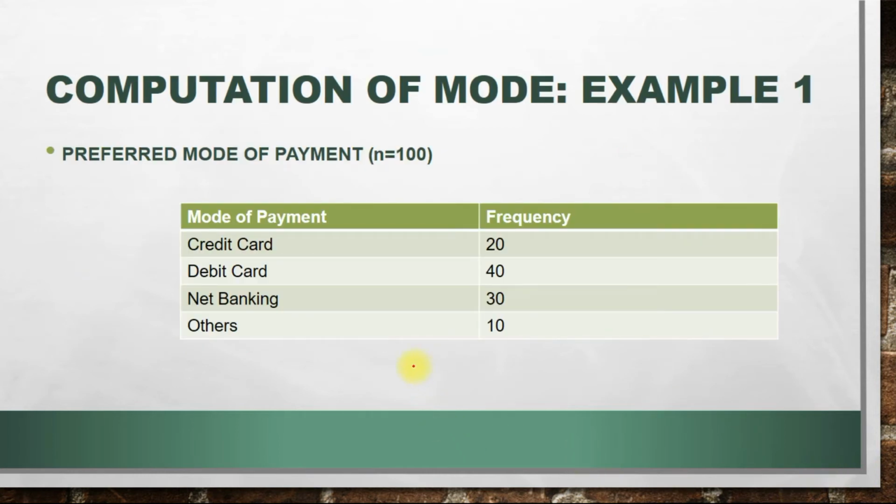Let's quickly review some more examples of mode. In this data set, we have to find the preferred mode of payment. So we write the categories, that means the different modes of payment, along with their frequencies. Here the maximum frequency is 40, so the answer will be debit card. In this question, where we want to know which one is the preferred mode of payment, the answer will be debit card.